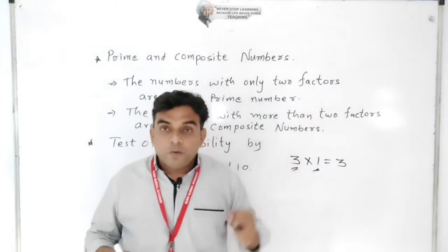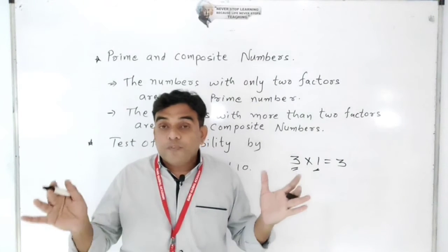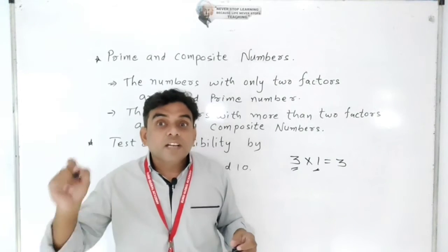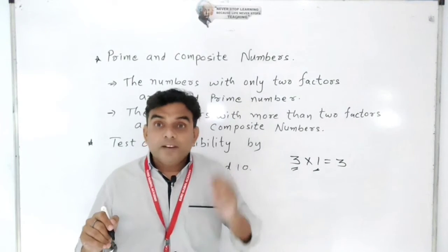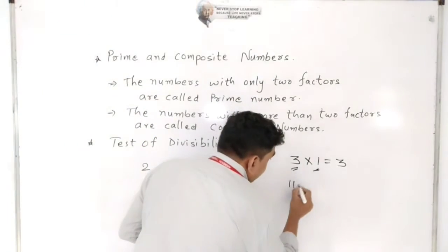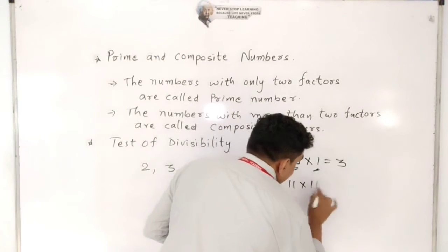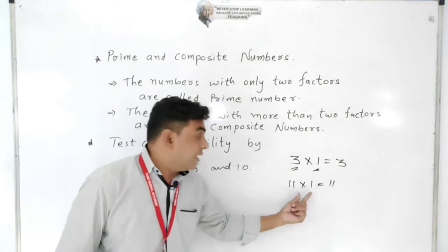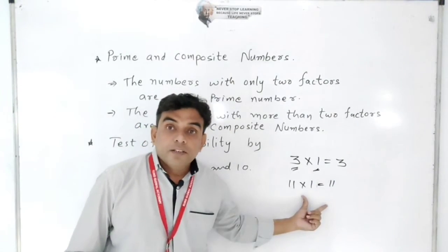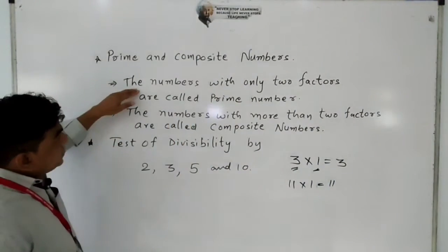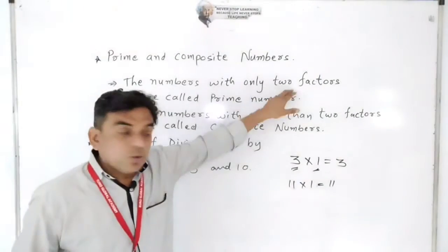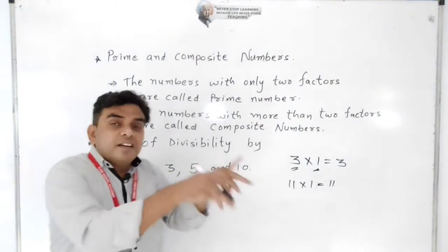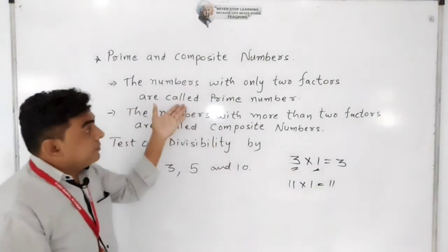Suppose it is 5. 5 ones are 5. Only 5. There is no other factor. 7 also. But not 9, because 3 threes are 9. Now 11. You can see here 11 ones are 11. Students, you can see only two factors here, 11 and 1. So the concept is that a number with only two factors is the prime number. Students, it is already in its own table. So this is the prime number.